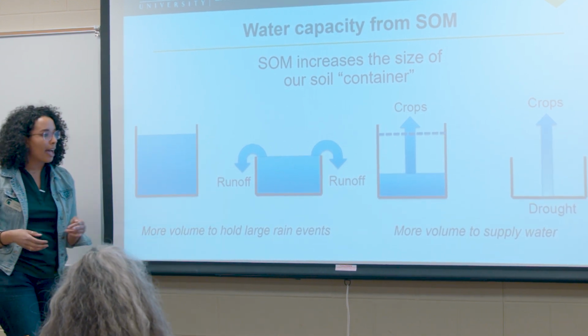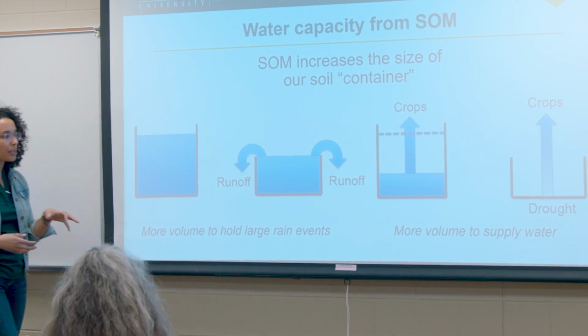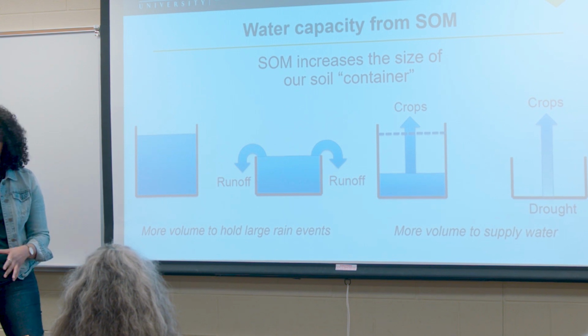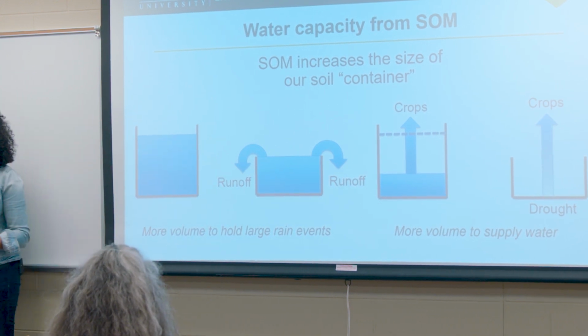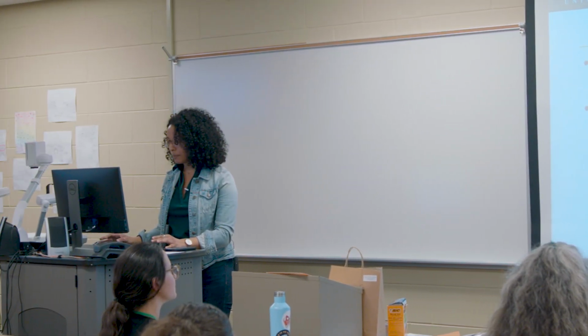When we don't have the container, the ability to hold water in our system, that's when we're seeing things like soil or water more easily running off. And then we're seeing crops facing drought more quickly. So that reservoir is being pulled from very rapidly.